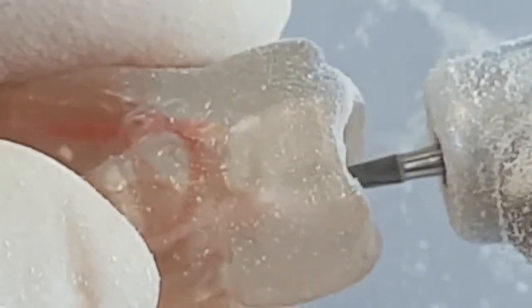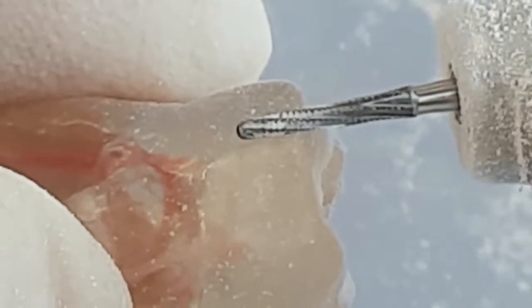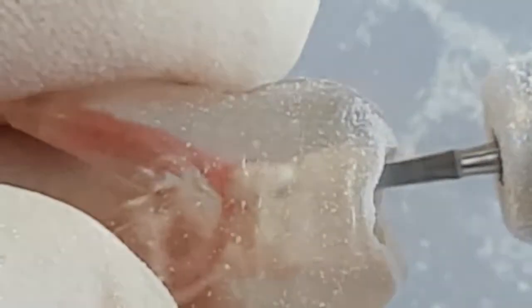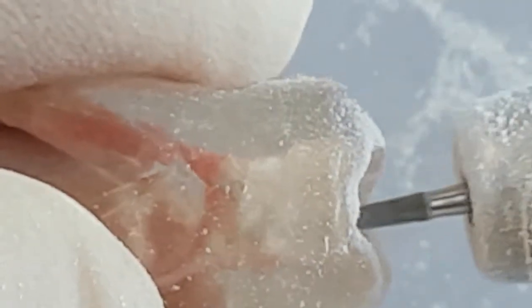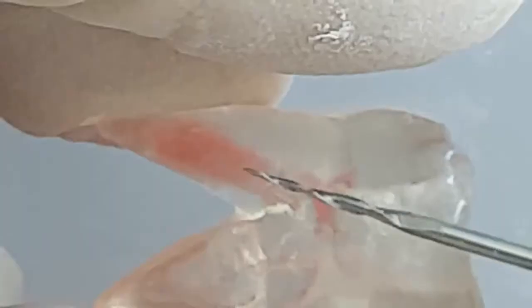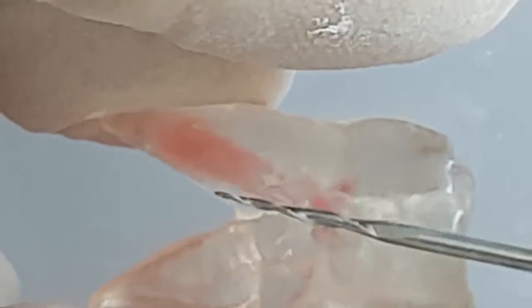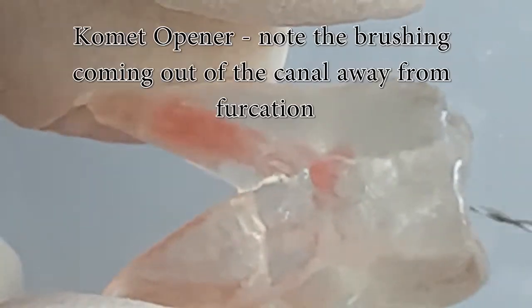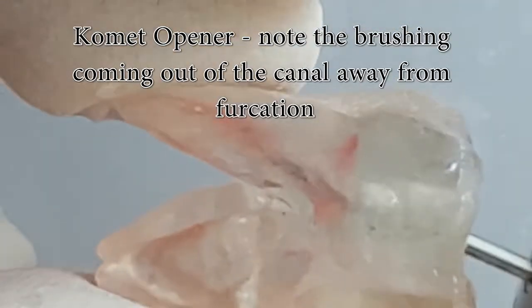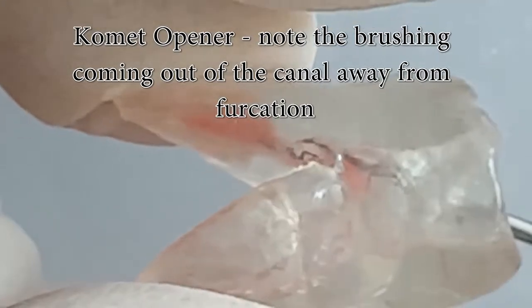Okay, just opening up a little bit. This is now with the endo guard, which is the safe tip. And because we're getting right down to the pulp chamber floor, what we don't want to do is take a diamond tip right down into the pulp chamber floor and start to cut into it. Okay, the Komet endo opener.